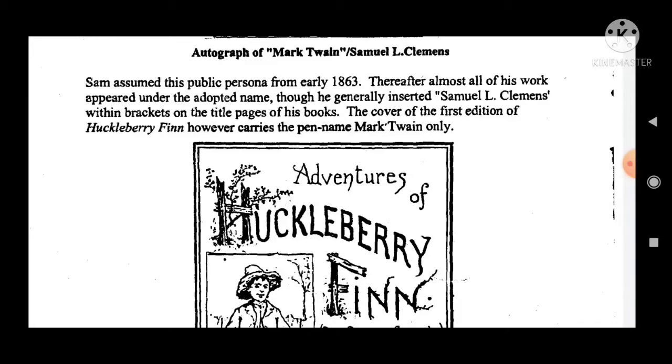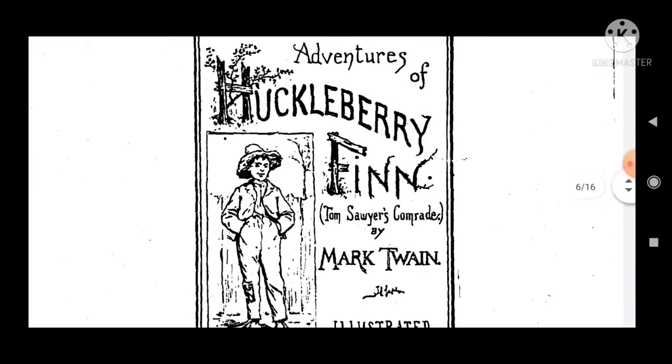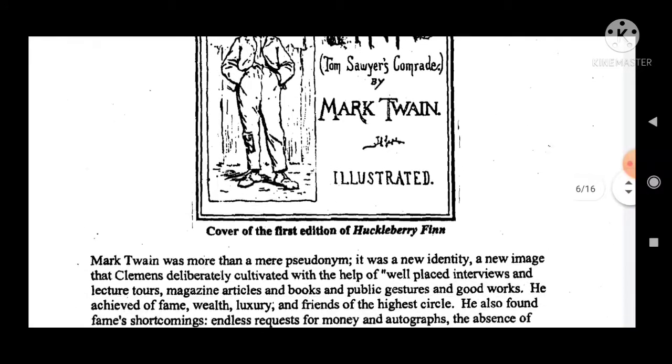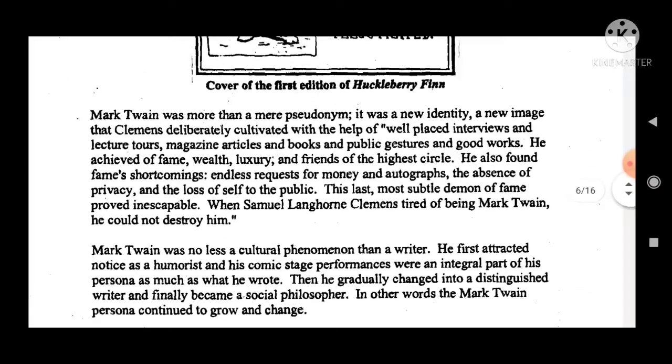The cover of the first edition of Huckleberry Finn, however, carries the pen name Mark Twain only. Adventures of Huckleberry Finn, Tom Sawyer's Comrade by Mark Twain, that is the illustrated cover of the first edition of Huckleberry Finn.